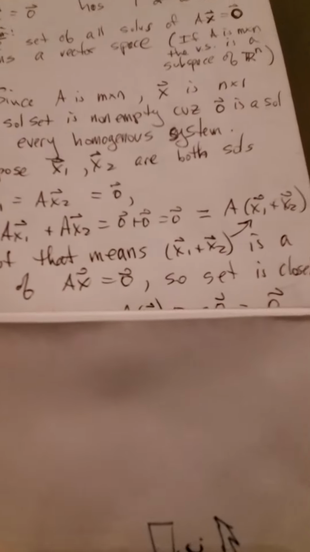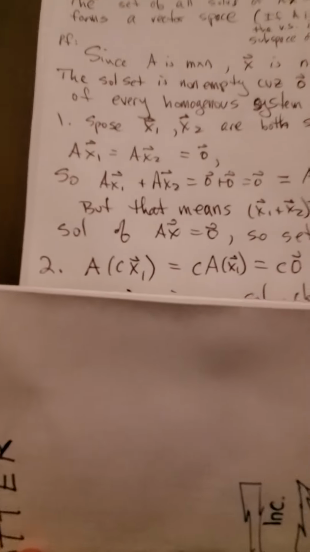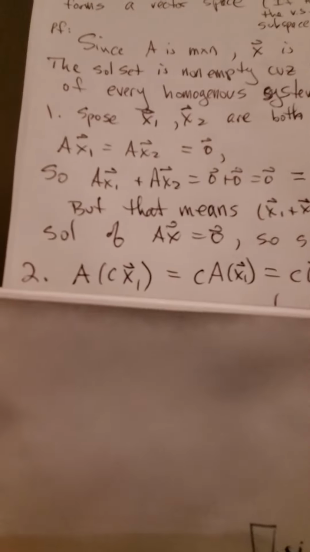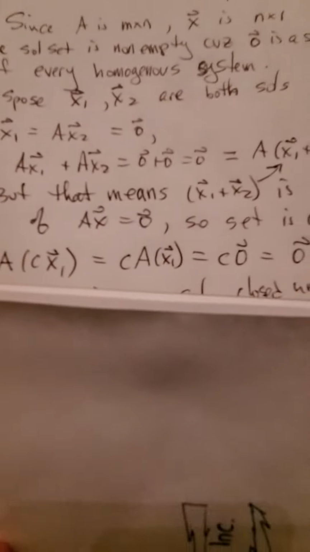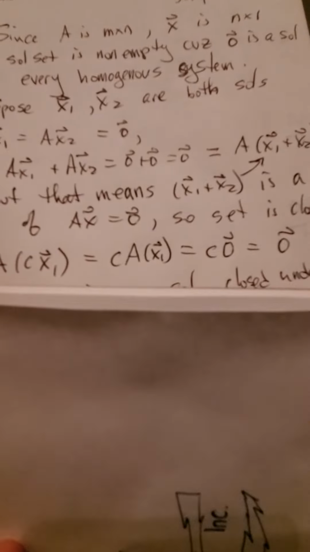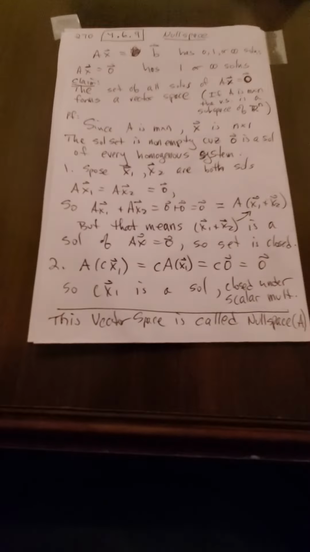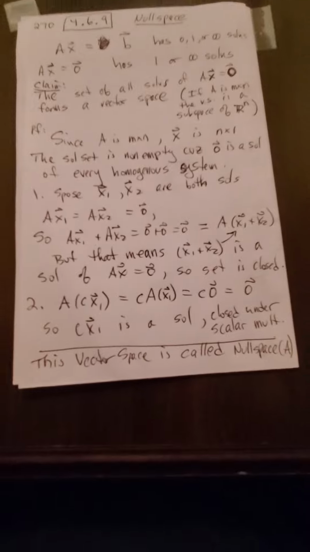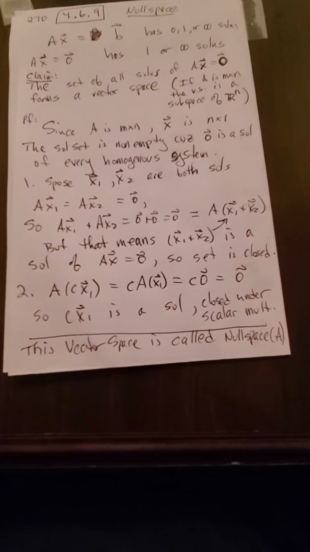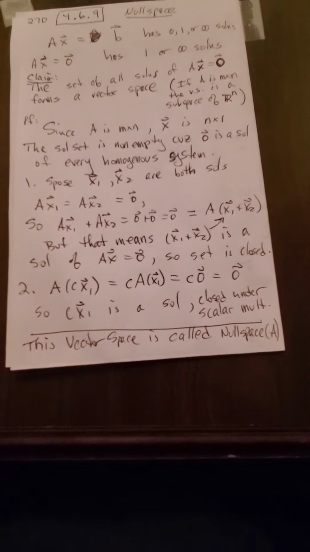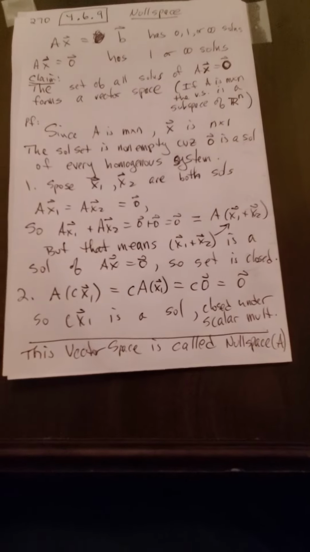under vector addition. Further, if I look at the vector cx1, then A times cx1 is equal to c times A x1, which is c times the 0 vector, which is the 0 vector, which means that our solution set is closed under scalar multiplication. Therefore, our solution set is a vector space, and that vector space is called the null space of A. Yay!